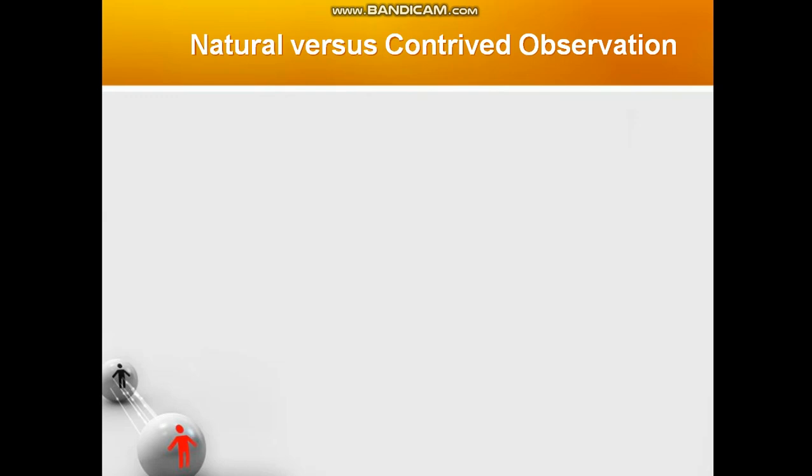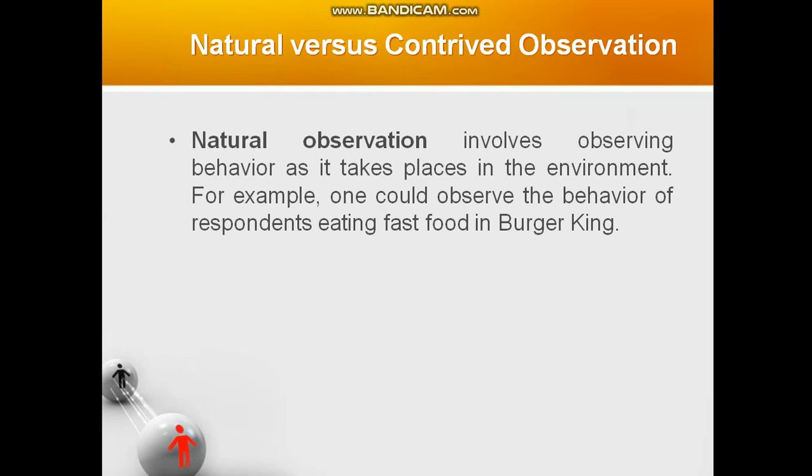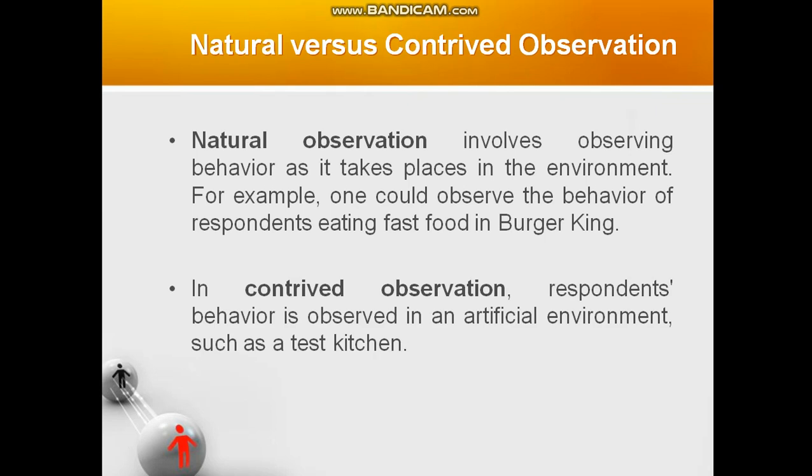Then comes the natural versus contrived observation. In natural observation, the observing behavior takes place in a natural environment. For example, one could observe the behavior of respondents eating fast food in a Burger King. In contrived observation, respondents' behavior is observed in an artificial environment, such as a test kitchen.